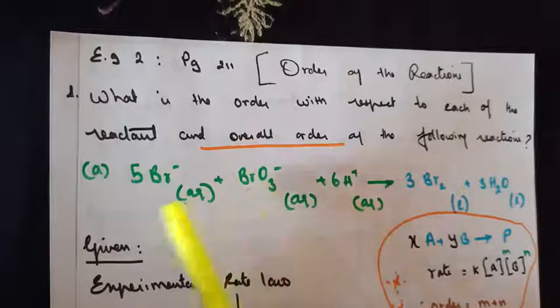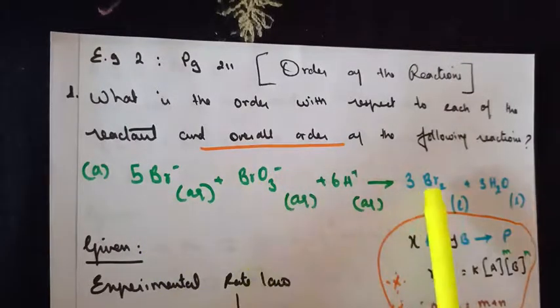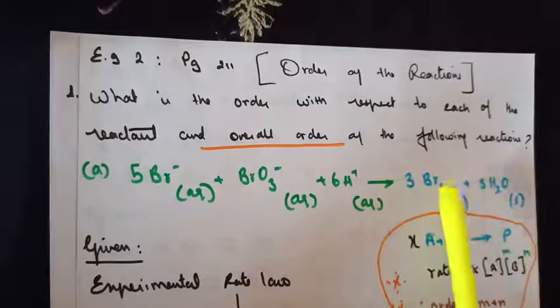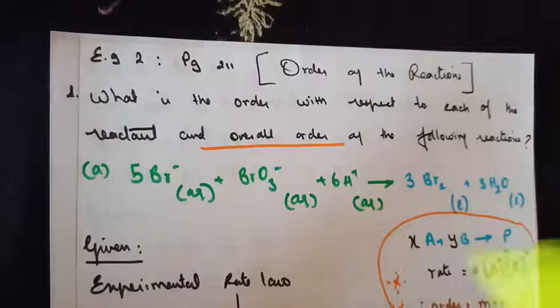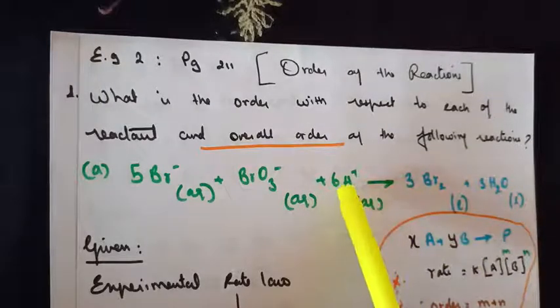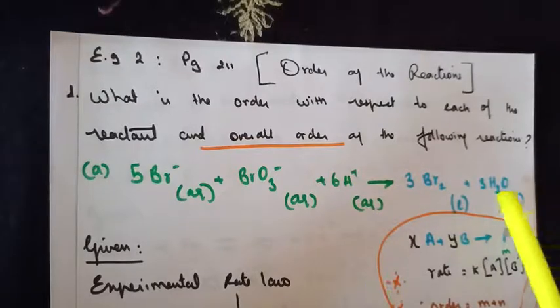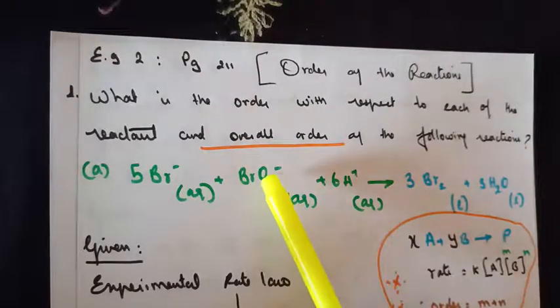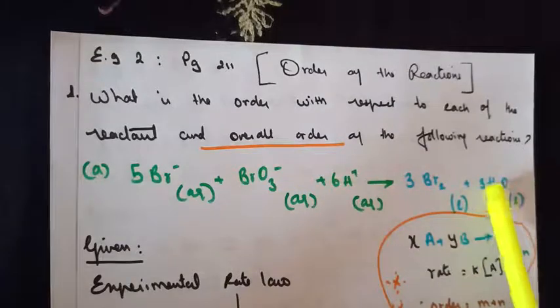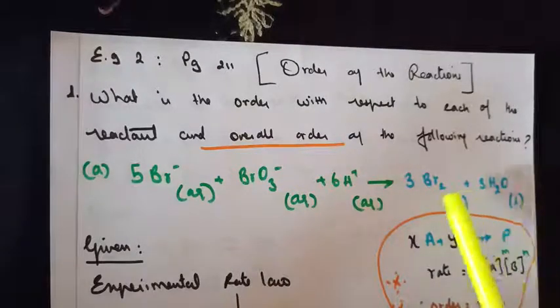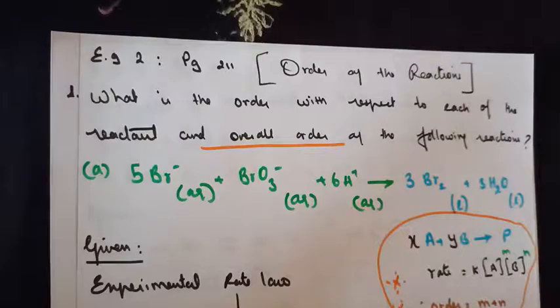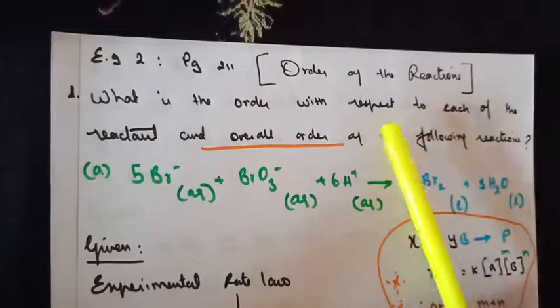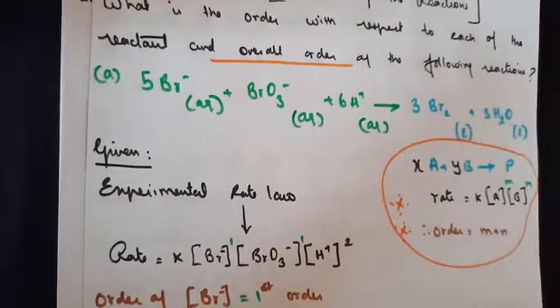Here we've got 1. So 5 plus 1 becomes 6. Count on the other side: 3 twos are 6. So bromine is balanced. Come back to hydrogen. 6 H plus ions are there, and 3 twos are 6, so hydrogen is also balanced. Oxygen we've got 3 times on both sides, so oxygen is also balanced. So the first priority is over. The reaction is a balanced reaction.